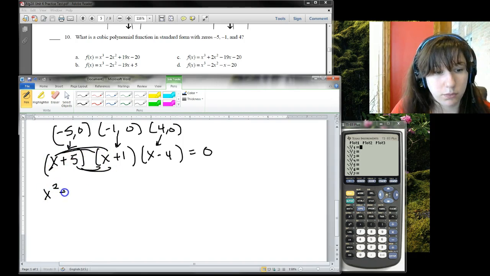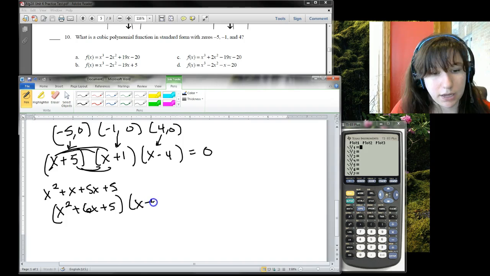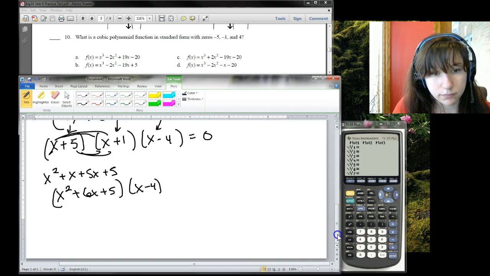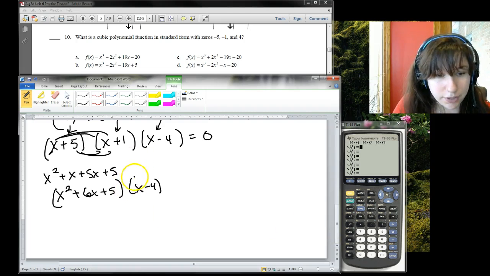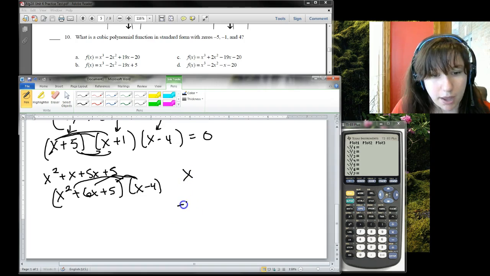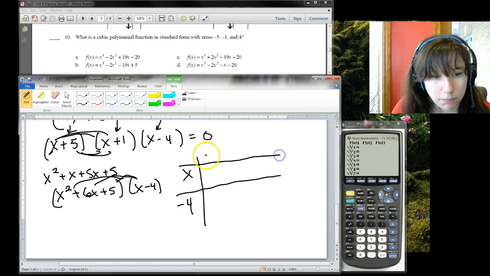Okay, so that would give me x squared plus x plus 5x plus 5. But that's still being multiplied here. So you'd have to FOIL again. This one's a little harder to do because you have to keep track of a lot more. So I like to use the box method. I don't know if you guys have done that before with another teacher, but it's just a nice way to kind of keep it organized.